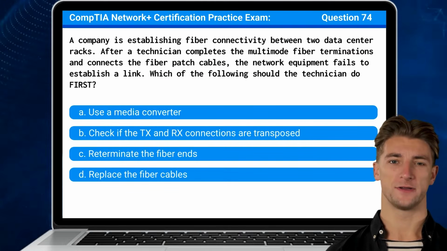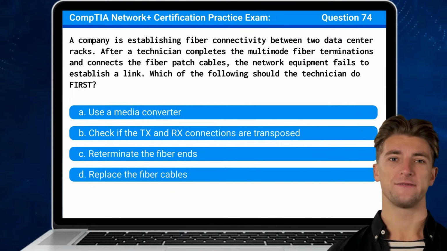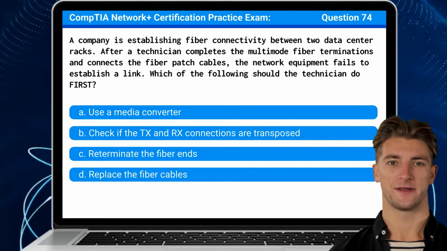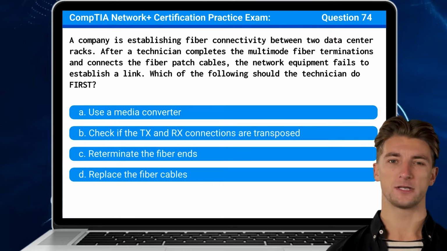Question 74. A company is establishing fiber connectivity between two data center racks. After a technician completes the multimode fiber terminations and connects the fiber patch cables, the network equipment fails to establish a link. Which of the following should the technician do first?